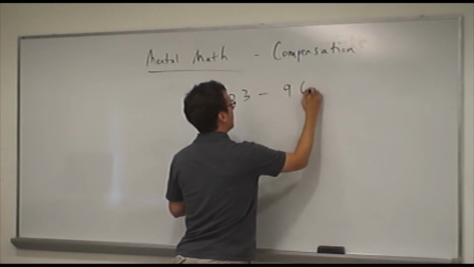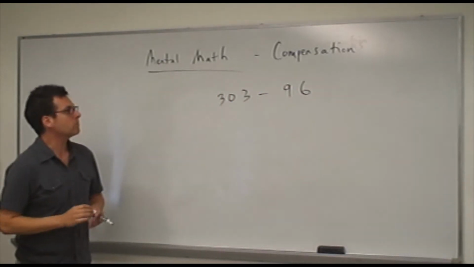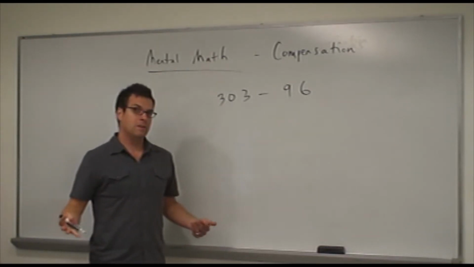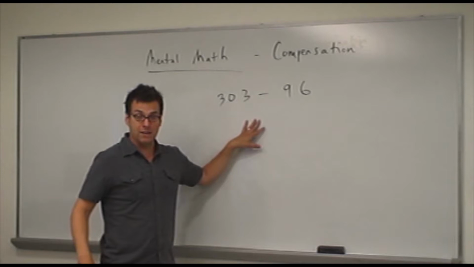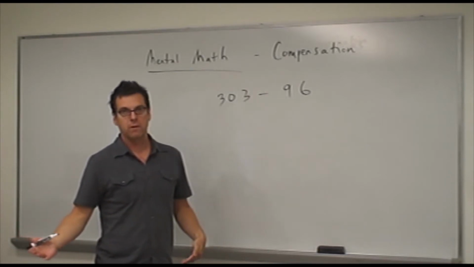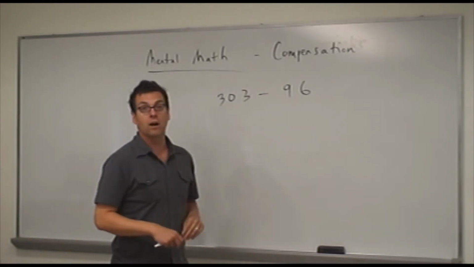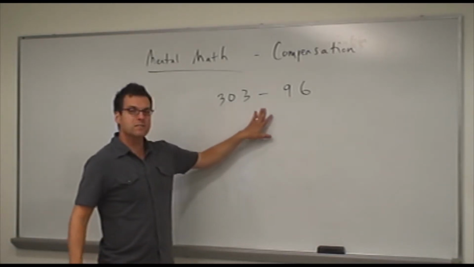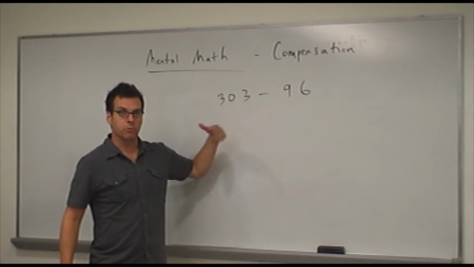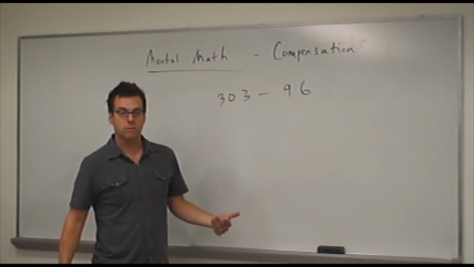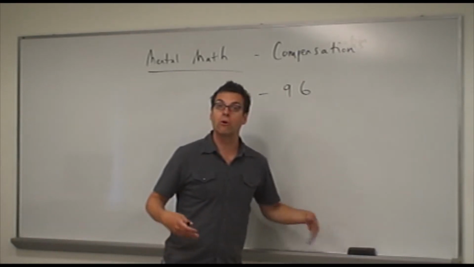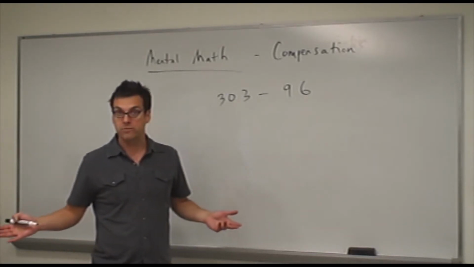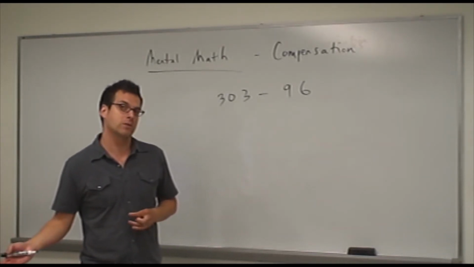Consider the problem 303 minus 96. Now, if our thought process in general is based on taking a problem that is hard to solve mentally and turning it into an equivalent problem that is easier to solve mentally, what makes this problem difficult is that we have to regroup in two place values. So we want to turn this problem into an equivalent problem in which we don't have to regroup in any place values, because that's going to be an easier problem to solve mentally.